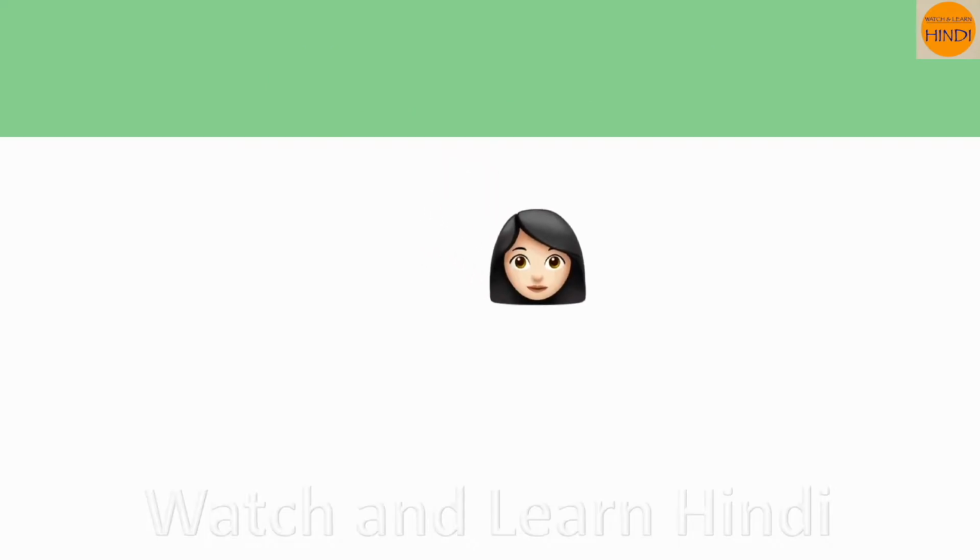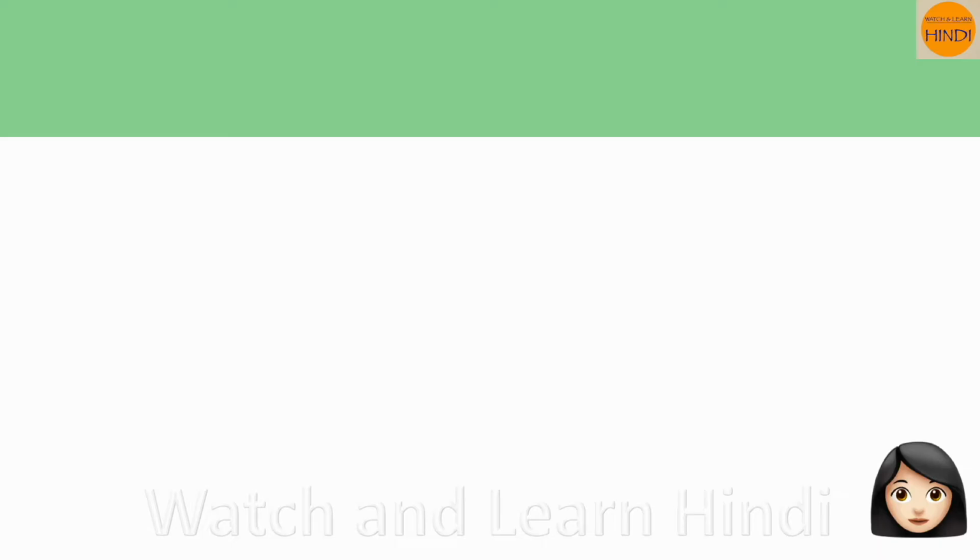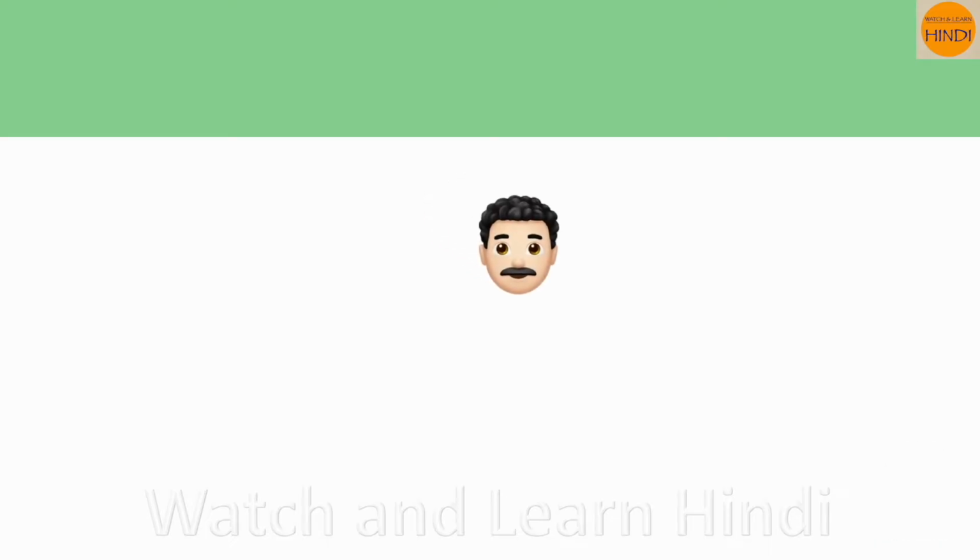Now, the sentences can be gender specific or gender neutral. If you see this icon at the bottom right corner of the screen, then the gender is feminine. And if you see this icon, then the gender is masculine. Otherwise, the sentence is gender neutral.